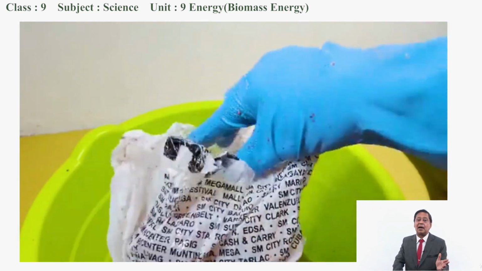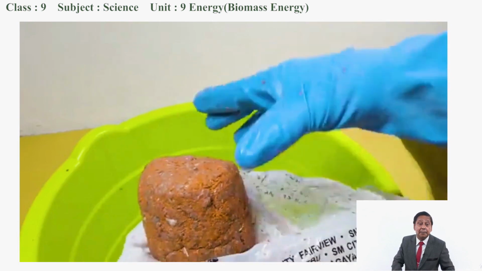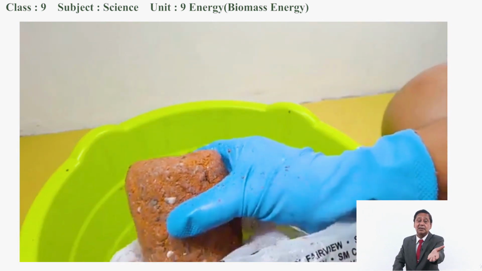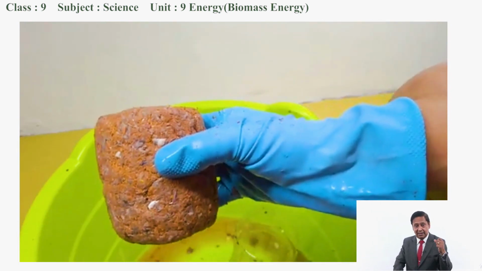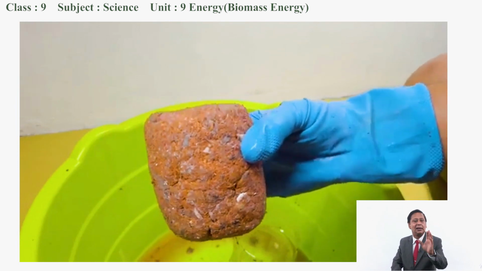Now at last what do we get? A solid mass, a compressed solid mass. This is a briquette, and if it is dried and the water percentage is made very low, then it can be burnt and used in cooking food. This way we can make a briquette, and this video gives you a little idea. It can be taken as a project in your class also.